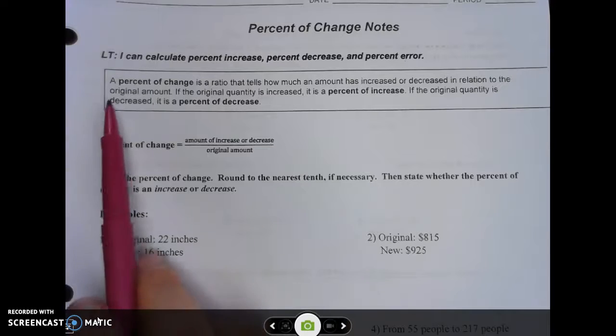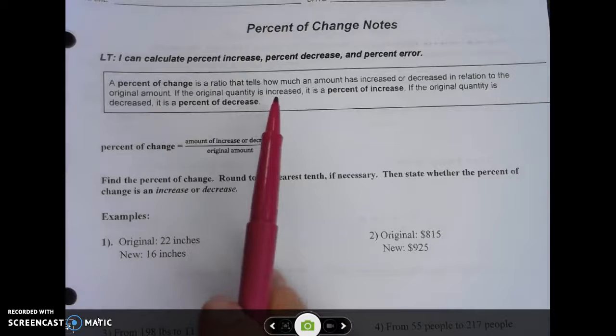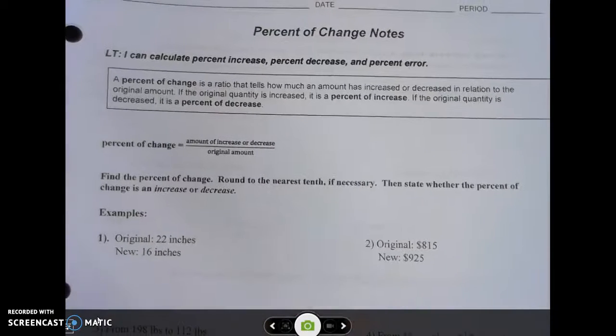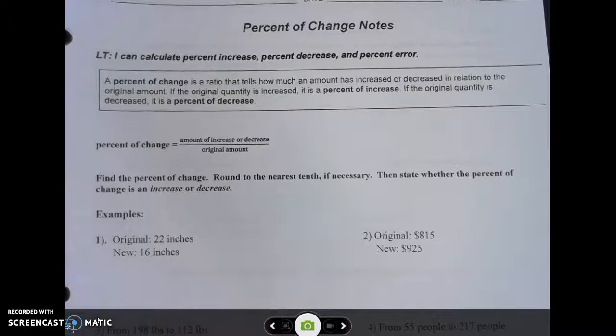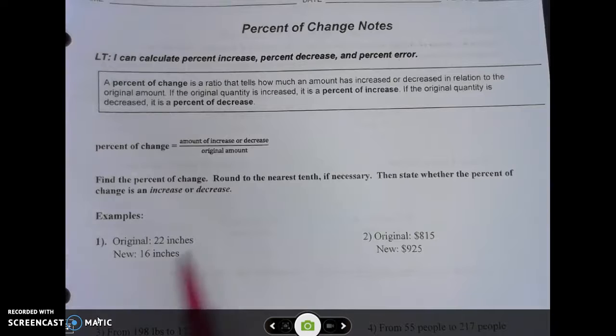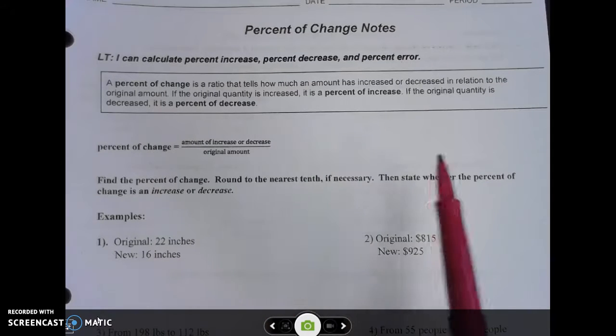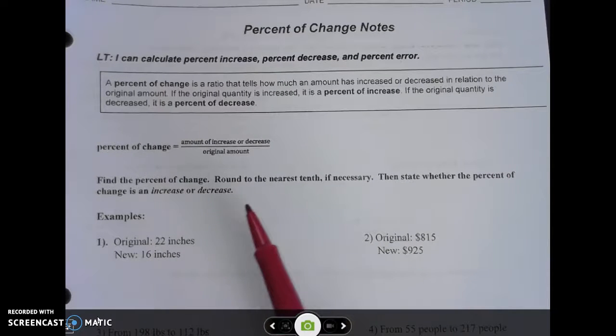In this box you'll see it says a percent of change is a ratio that tells how much an amount has increased or decreased in relation to the original amount. If the original quantity is increased, it's a percent of increase. If the original quantity is decreased, it's a percent of decrease.